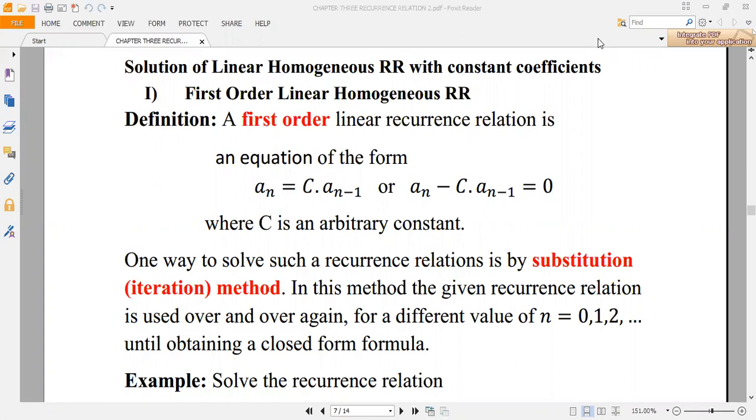As a definition, the first order linear recurrence relation is an equation of the form like this one, or you can write it this way, where C is any arbitrary constant.